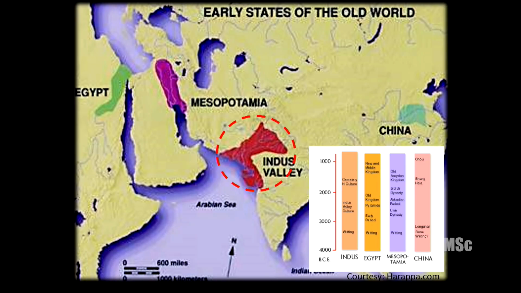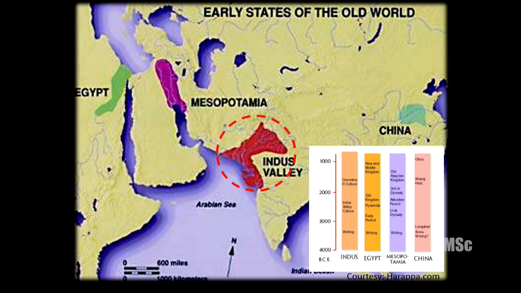Now, taking a look at the map of the old world, we find that the Indus Valley civilization was one of the largest of the four major Bronze Age civilizations. The others, namely Egyptian, Mesopotamian, and Chinese, were contemporary to the Indus Valley civilization. It spanned an area of more than 1.5 million square kilometers, covering almost the entire current day Pakistan, northwestern parts of India, as well as some parts of Afghanistan.